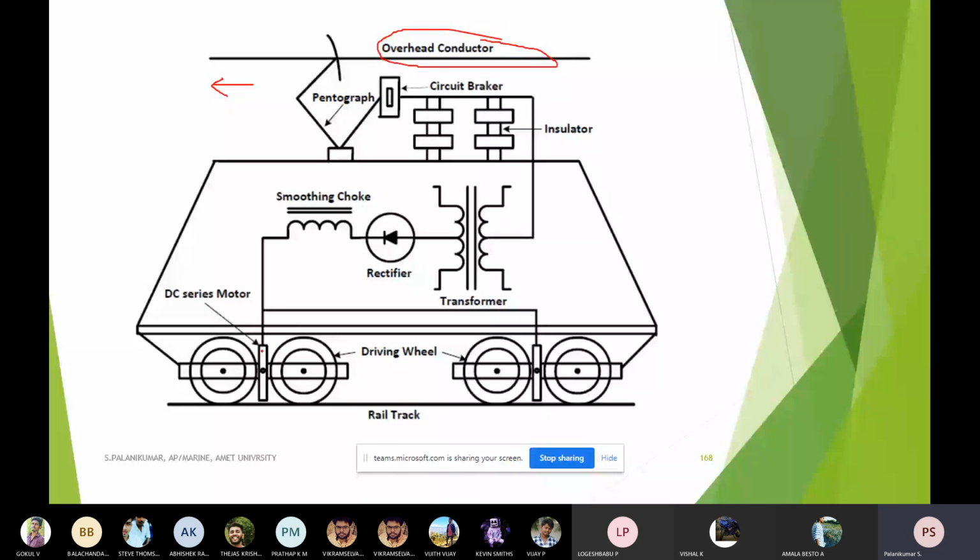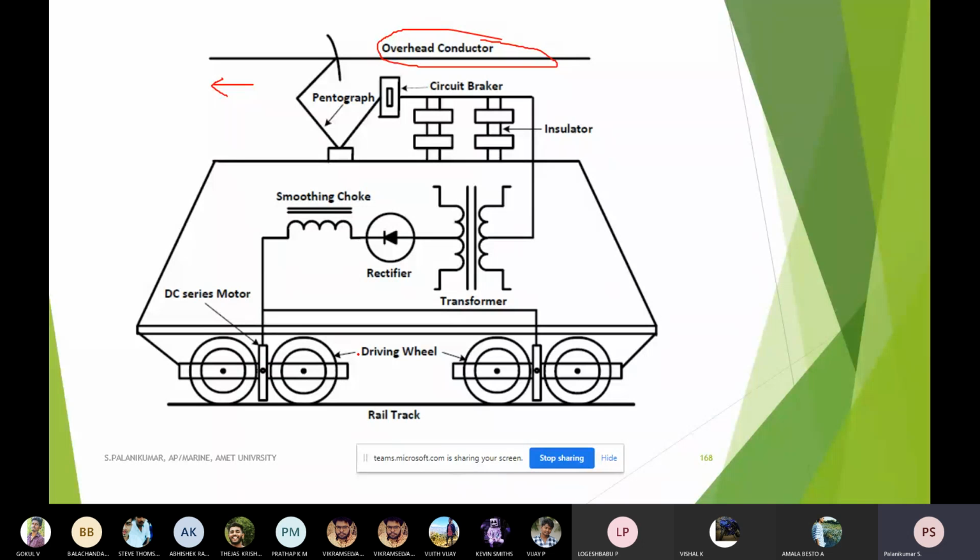So this is a DC motor, which in turn is connected to the driving wheels. A number of driving wheels can be connected with the DC series motor in between like this. Whatever the direction and speed of rotation of the motor, the driving wheel speed depends on that. So this is how the entire railway, that is electric traction, is working.